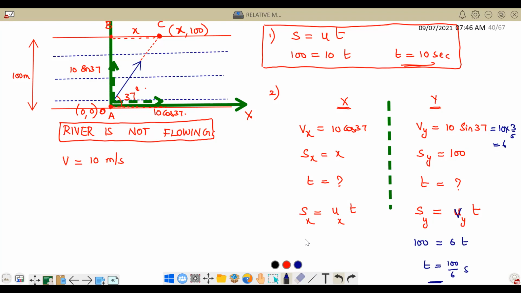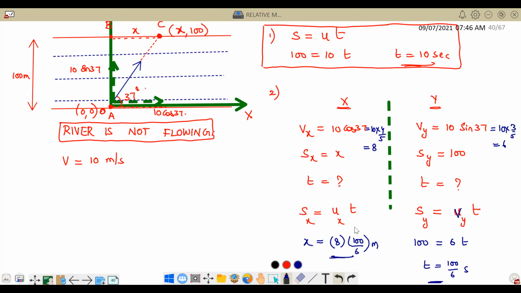Same way here also, x is equal to what? 10 cos 37, that is equal to 10 into 4 by 5, so 8. So 8 meters per second into what is the time? 100 by 6 meters. So that means it has traveled 8 into 100 by 6 meters.